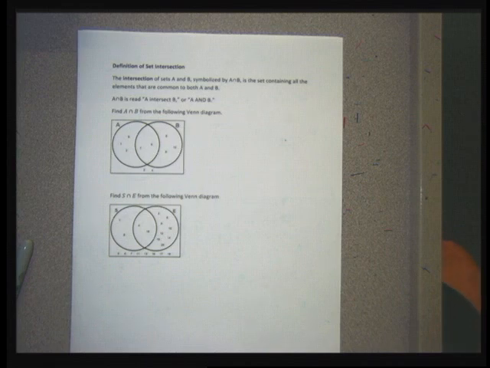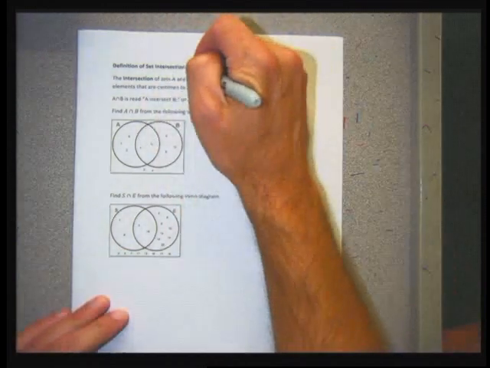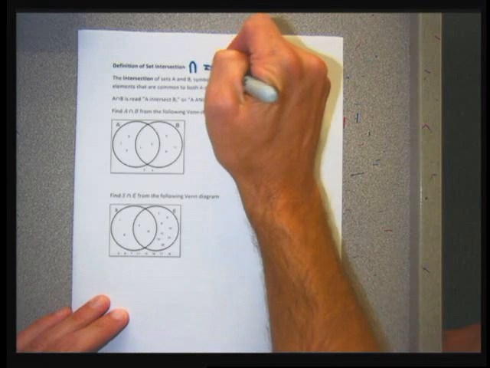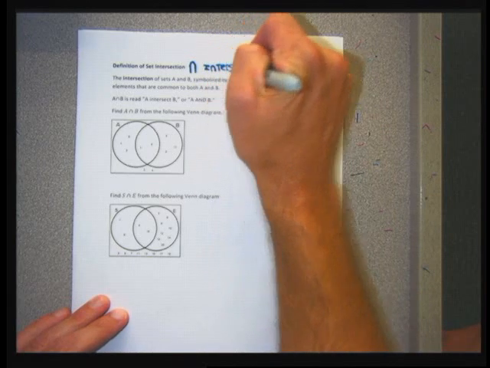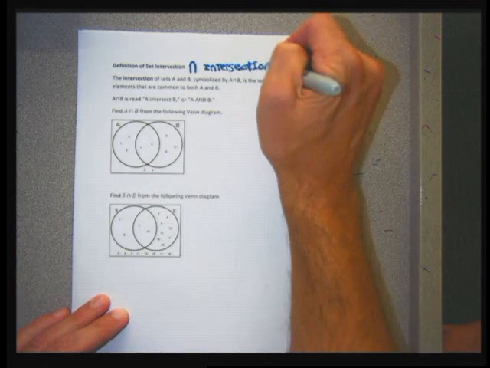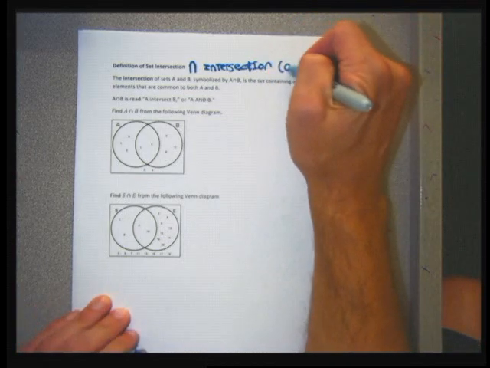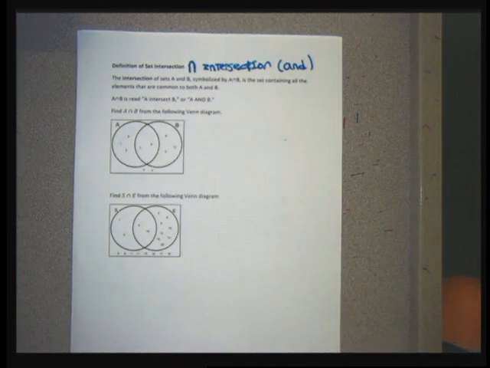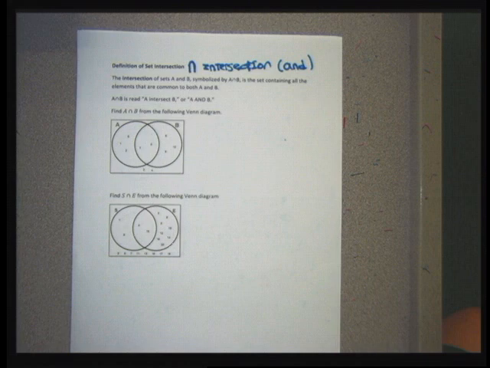The intersection of two sets in a universe is given by this symbol. So when I see this symbol, I try to say the word intersection. Sometimes you'll hear me say the word and. Intersection and "and" are kind of mathematically equivalent when we're dealing with sets. And the intersection of sets are the elements that are in common.